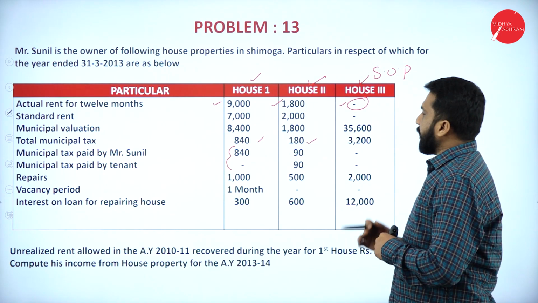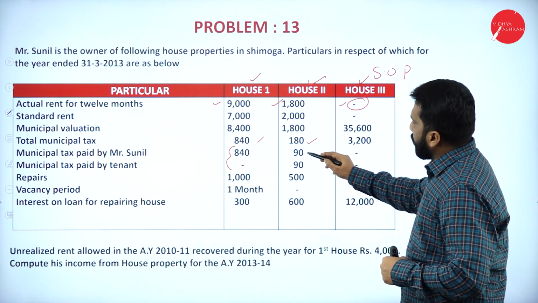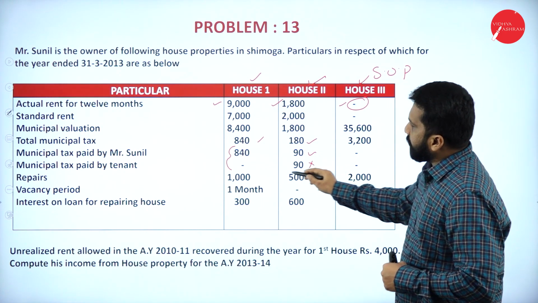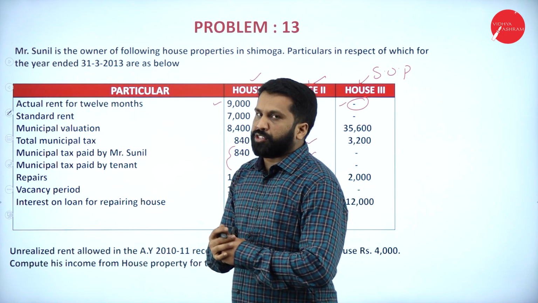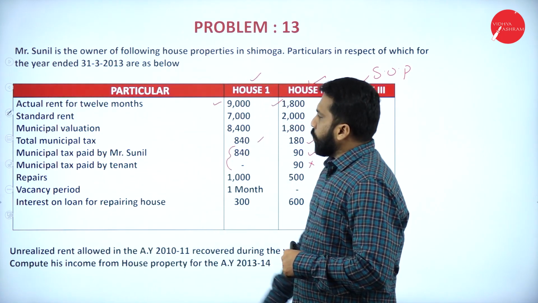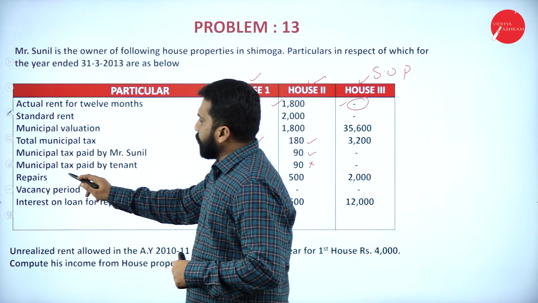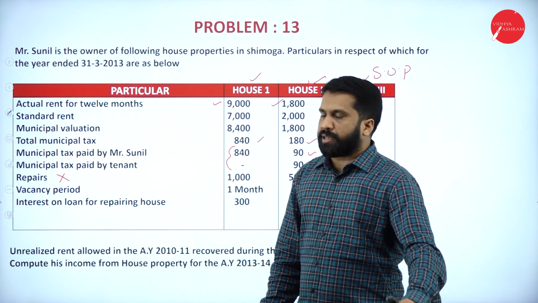Now, we'll calculate this. We have 90 plus 90 also. We consider this. We don't consider what is paid by the tenant. Remember, anything which is paid by the tenant, we will not consider. Now, we have repairs. As you learned in the last class, all the repairs we will not consider.